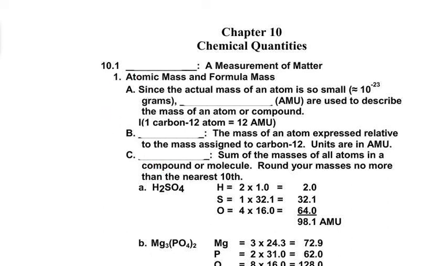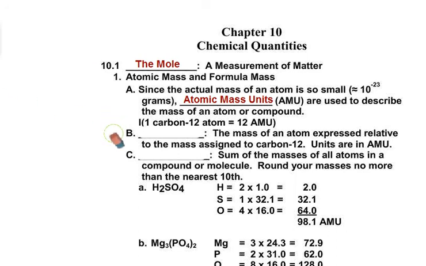Okay, here we are with chemical quantities, and we are starting our lecture on the mole. The mole is a measurement of matter, and we need to start this conversation by reminding ourselves what atomic mass and formula mass are. Since the actual mass of an atom is so small, it's 10 to the negative 23rd grams, atomic mass units are used to describe the mass of an atom or a compound.